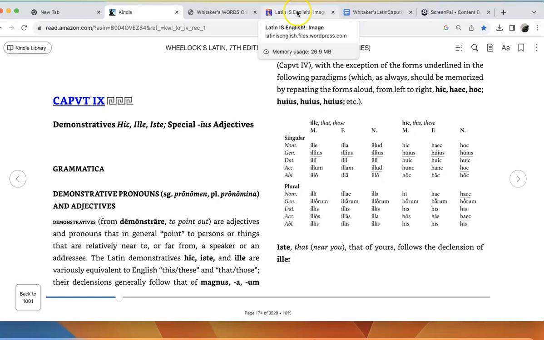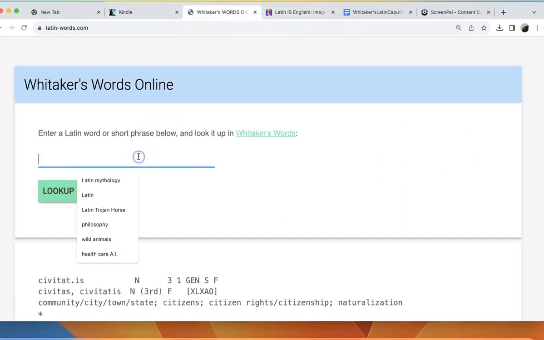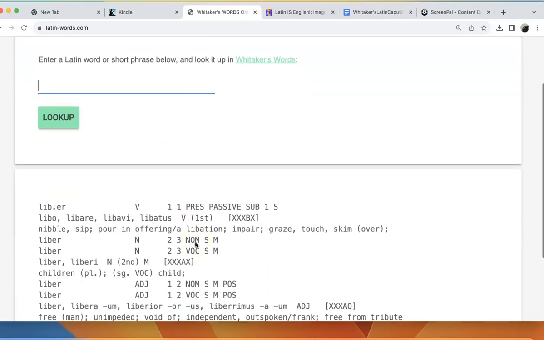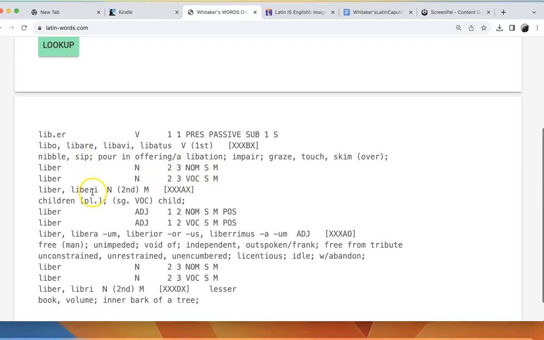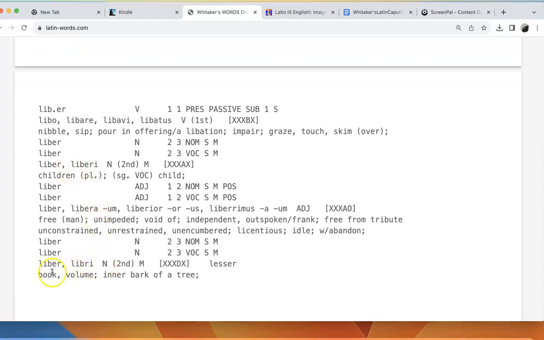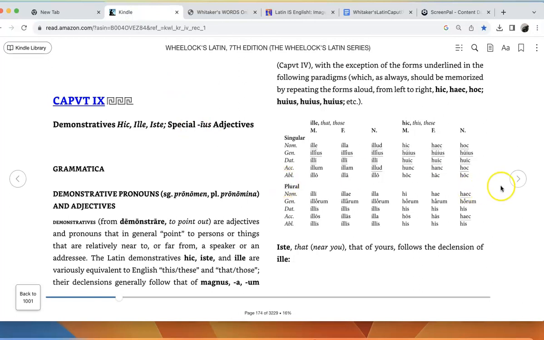Now this is an example where we are going to need to know the gender of nouns, which we haven't really talked a whole lot about. So you may have to use Whitaker's Words or a dictionary. Here you can see liber can mean a lot of things, but in this case it means book. Down here it says M, which stands for masculine. If it's F, it's feminine, and if it's N, it's neuter. So knowing the gender of the nouns is going to be helpful, and again, there's no shortcut for that other than looking up words in a dictionary and learning the gender for nouns.